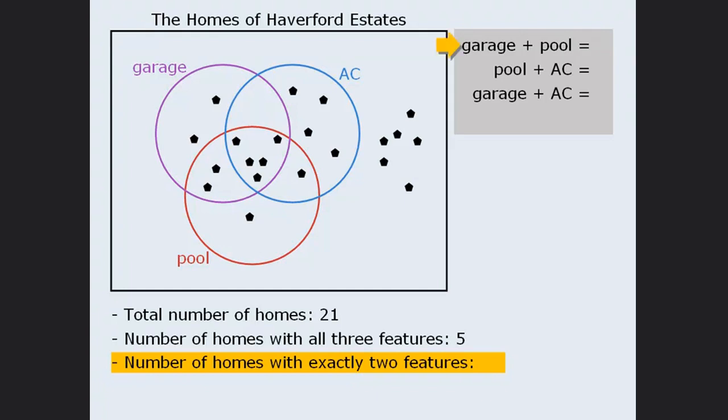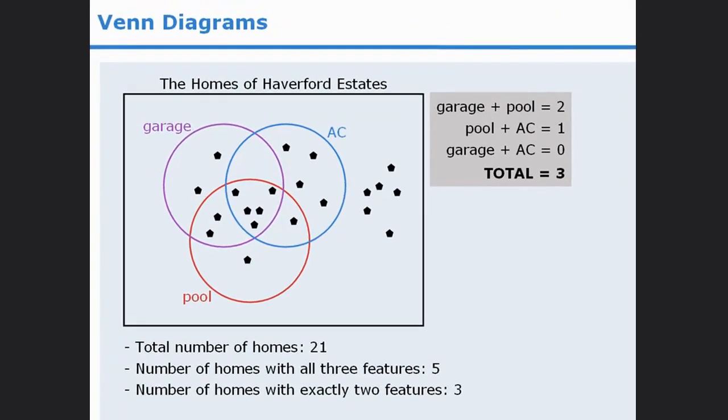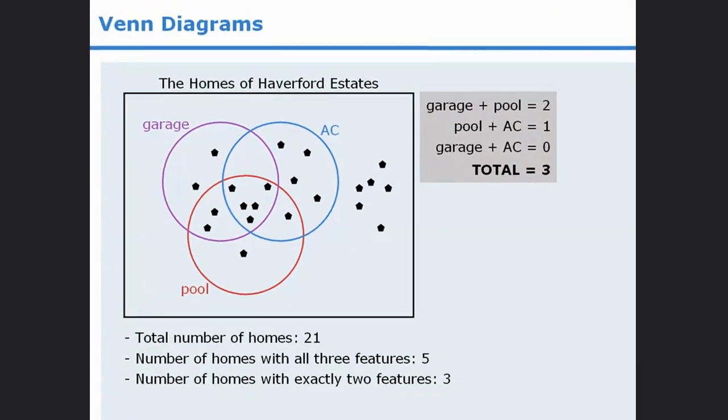Beginning with homes with a garage and pool only, we can see that there are 2 such homes. Moving on to homes with a pool and air conditioning only, we can see that there is just 1 such home. Finally, when it comes to homes with a garage and air conditioning only, we see that there are no such homes. So altogether, there are 3 homes that have exactly 2 of the 3 features. If you correctly answered these questions, then you know everything there is to know about Venn diagrams on the GRE.